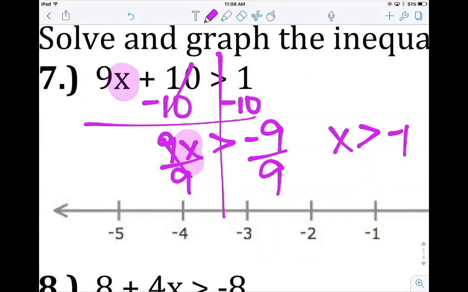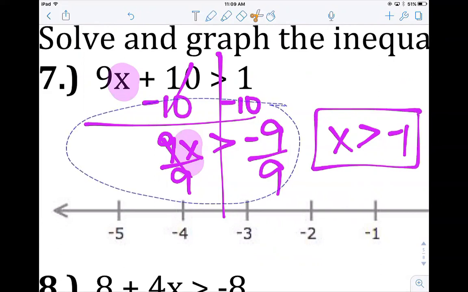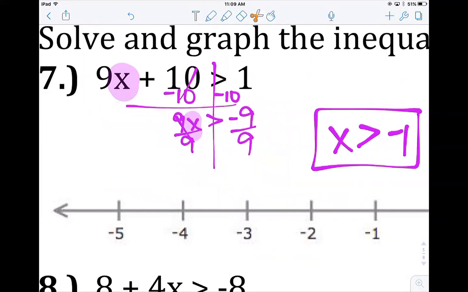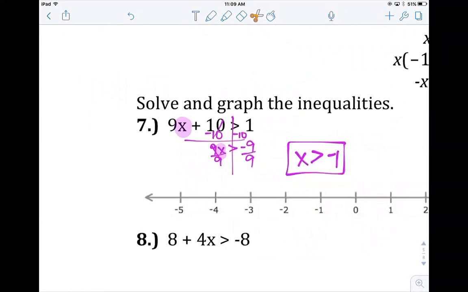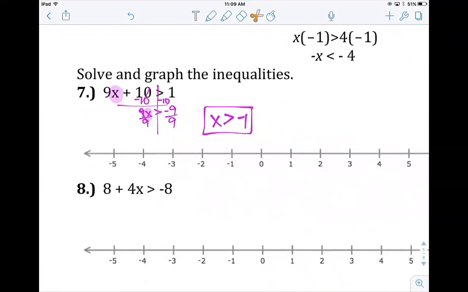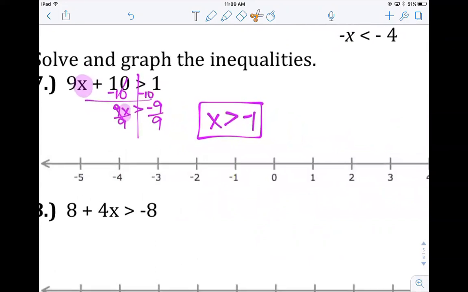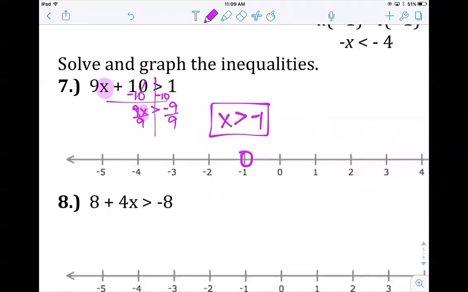Okay, so that part is part of our answer, so I'm going to box that. And then the next part is that we are going to show this on our number line. So remember, there's more than one answer. So really the answer is any number greater than -1. So what we're going to do to show that on our number line is put a point at -1. And because that is a greater than symbol, it is an open point because -1 is not included. x is bigger than -1.